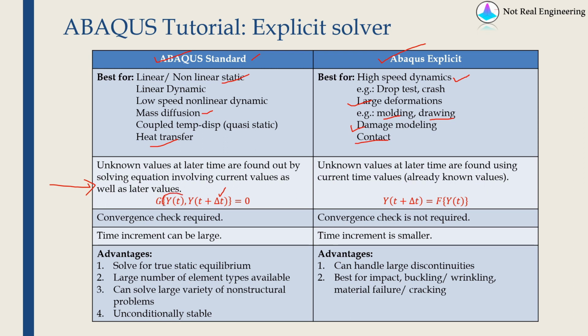So we know y of t, we know some function g, then we solve this function to find out values of y of t plus delta t, which are the unknown values at later time. But solving this equation is much more complicated.